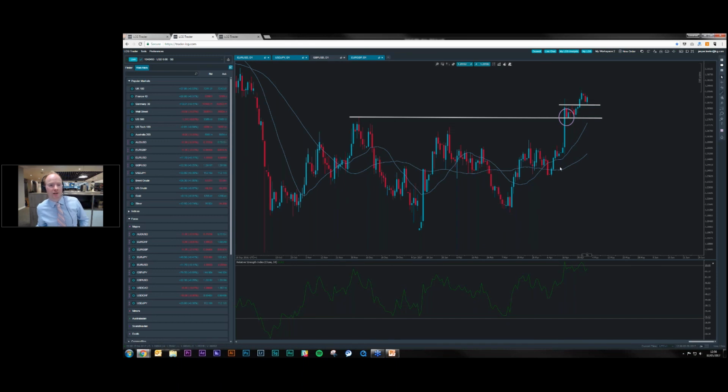But again, it's another one of those where we've been moving quite sharply higher for a while, but we're above a big area of resistance. So you'd have to just put faith in the trend continuing at this point.